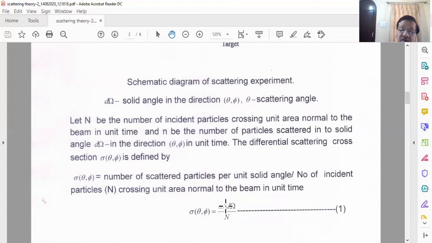small n divided by d omega. Small n is the number of particles scattered into the solid angle d omega in unit time. Please remember, and the capital N is basically the number of incident particles crossing unit area normal to the beam in a unit time.